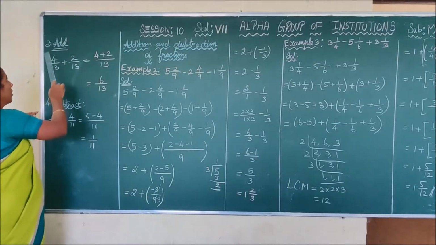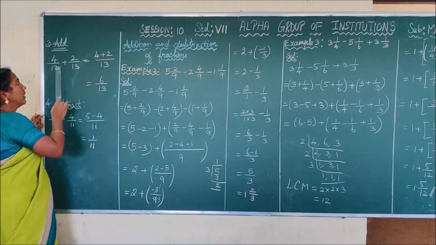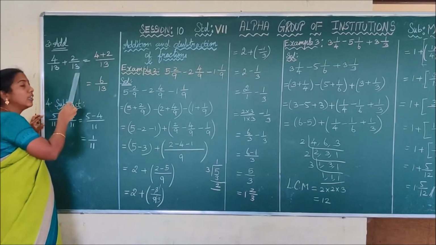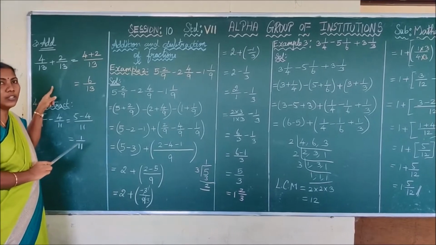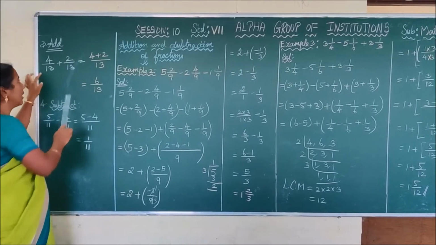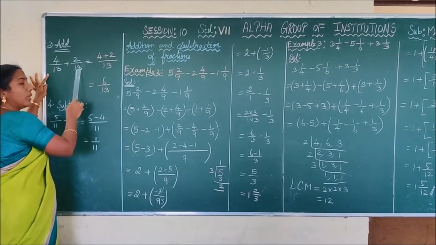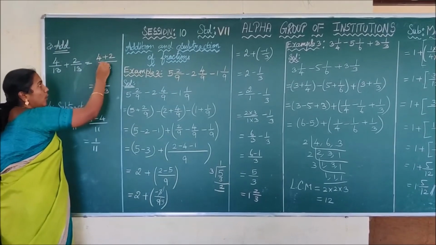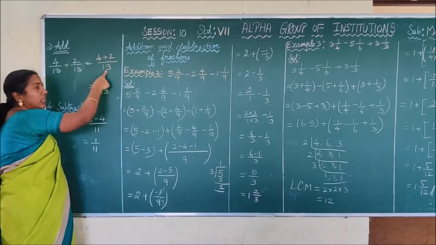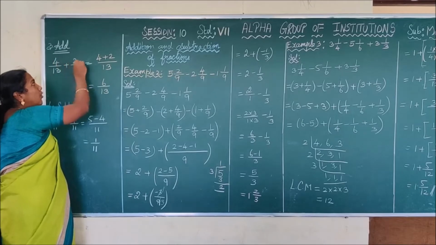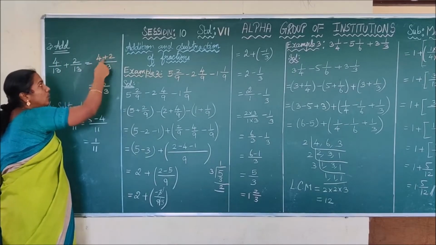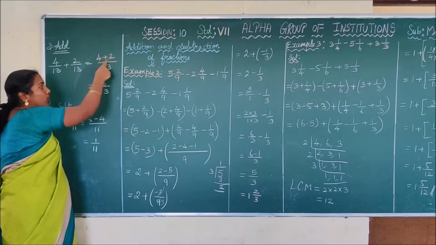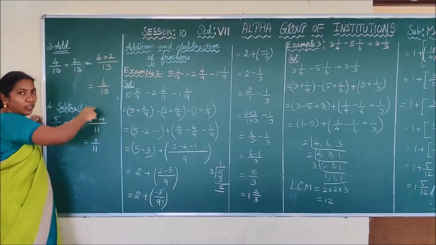See the third one, children. Add 4 by 13 plus 2 by 13. Observe the given fractions. If the denominators are the same, you can easily add the numerators. See here, 4 by 13 plus 2 by 13. In the answer step you have to write the 13 only one time. That is 13, and you have to add the numerator only. Don't add the denominator. So 4 plus 2 divided by 13. So 4 plus 2, what is your answer? 6 by 13. Okay, it's clear.